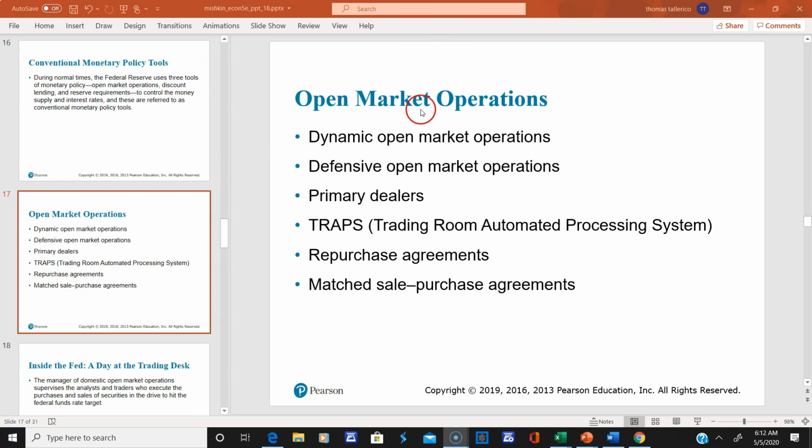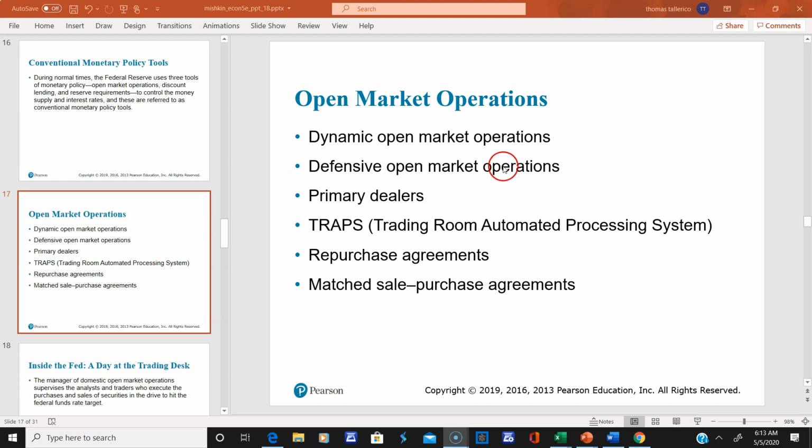So there are two terms. One is called dynamic open market operations, and the other is defensive open market operations. And these are two categories, and they're intended to change the level of reserves and the monetary base. That's dynamic, and defensive are intended to offset movements in other factors that affect reserves and the monetary base, such as changes in Treasury deposits.